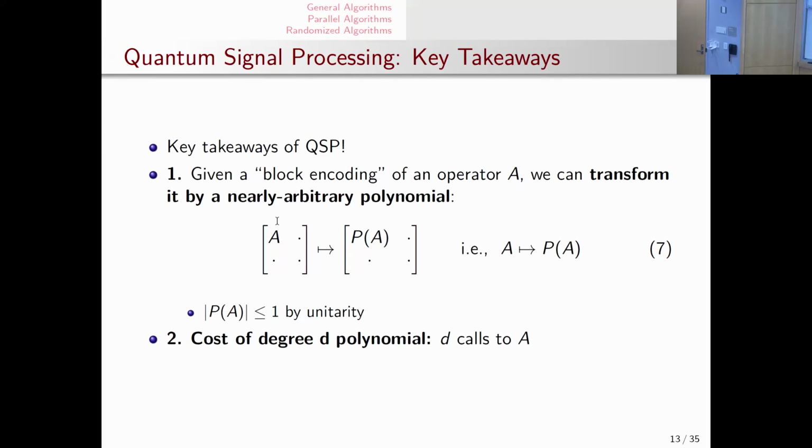And we will use these two tools to design quantum algorithms. All right, before I go into how we design algorithms, are there any remaining questions about this instruction?